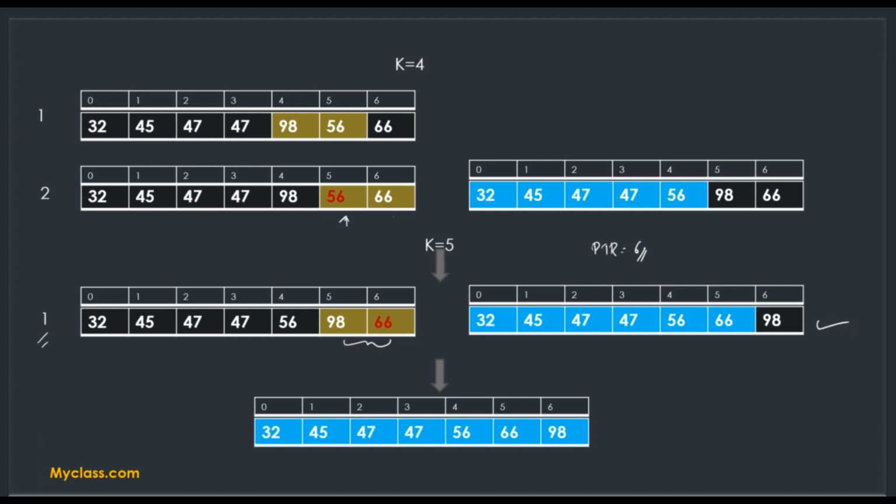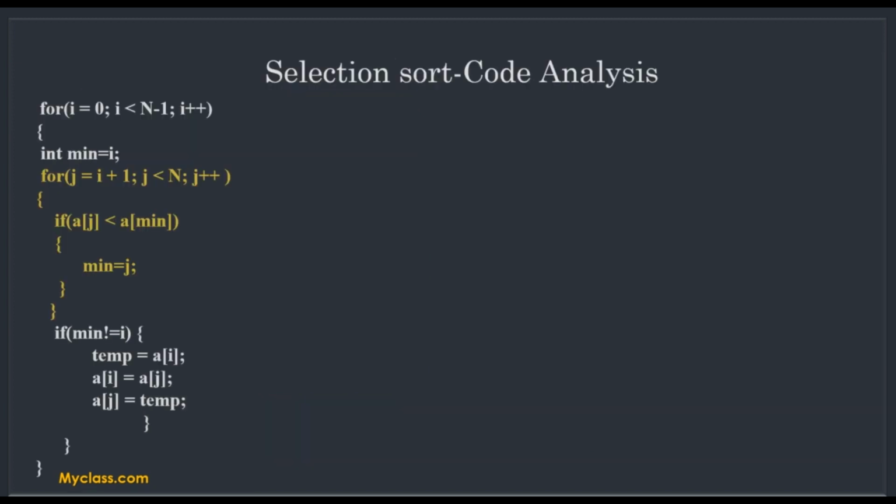We will get the array in sorted order. So that is the working of selection sort with the example. Now we are going to analyze the selection sort code. So the algorithm you can write like this in the C program.